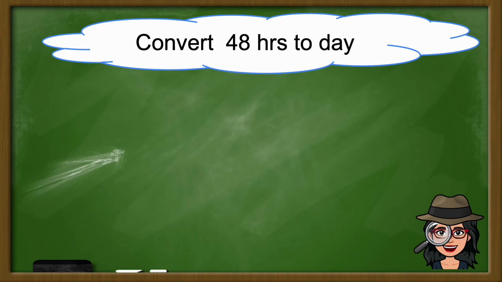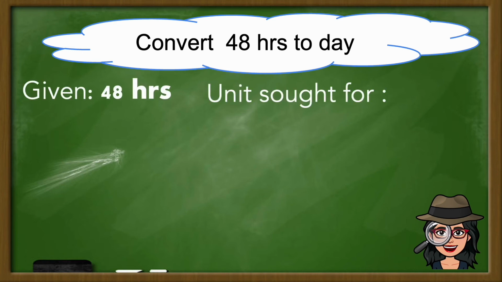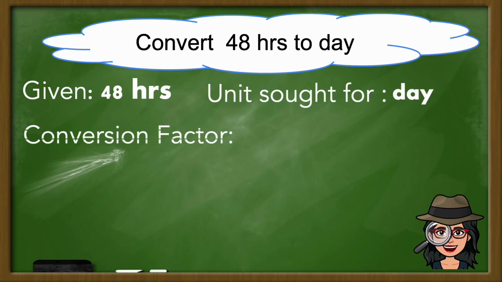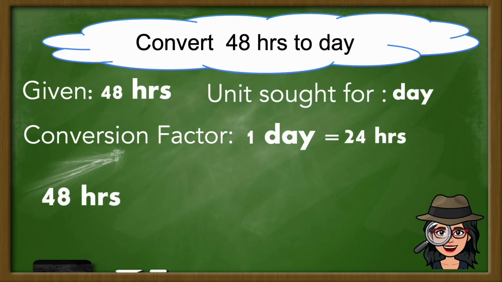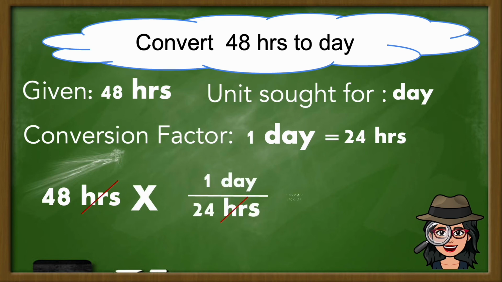Try this example. Convert 48 hours to days. So again, what is given? Alright, given is 48 hours and the unit sought for is day. Okay, so the conversion factor will be 1 day is equivalent to 24 hours. So our solution will be, alright, 48 hours is equal to 2 days. So how was it? I hope that you were able to get the hang of converting units using the factor label method.